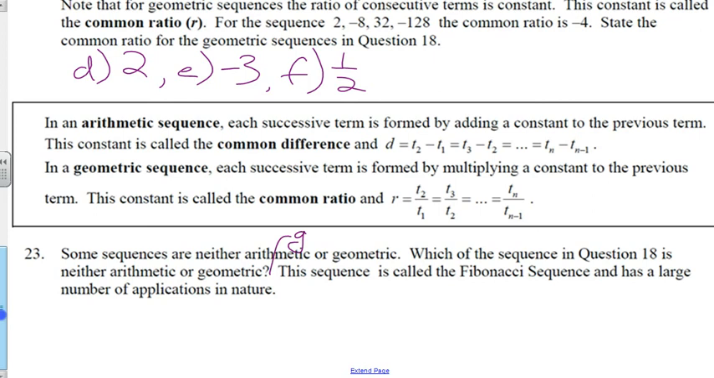The sequence is called the Fibonacci sequence and has a large number of applications in nature. You'll find it in pine cones, pineapples, and the head of a sunflower, in the way that the seeds are arranged. If we finish this and have some time, there's a quick little video on the Fibonacci sequence where you can see that this particular pattern of 1, 1, 2, 3, 5, 8, 13, etc. carries on. I guess we'll have some time.